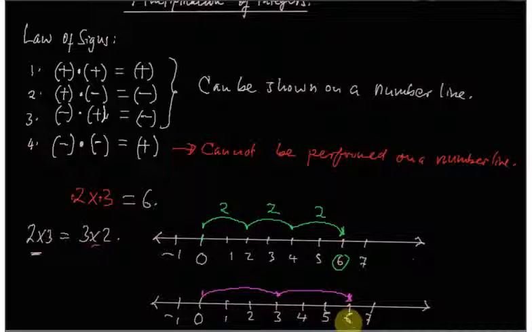You still have 6. So 2 times 3 is the same as 3 times 2, and it is equal to 6. Here you can see we have shown it on the number line. It is 6 in both cases. So you can either have groups of 2, 3 times, or you can have groups of 3, 2 times. That's how we can show it on a number line. This is for positive.